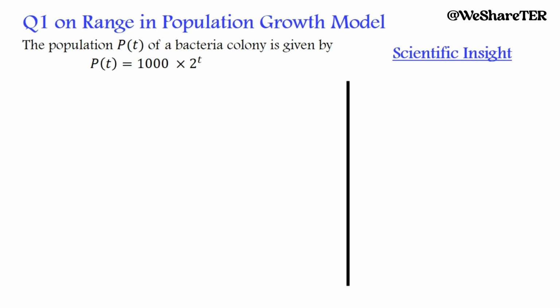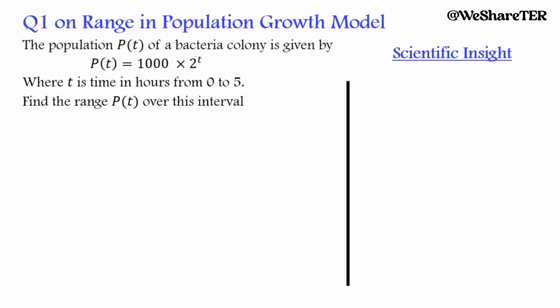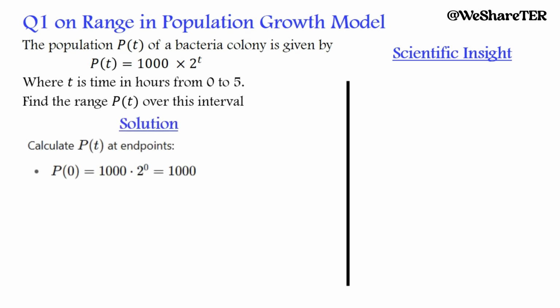The population of a bacteria colony is given by P(n) = 1,000 × 2^n, where n is time in hours from 0 to 5. Find the range of P(n) over this interval. Solution. Calculate P(n) at the endpoints.